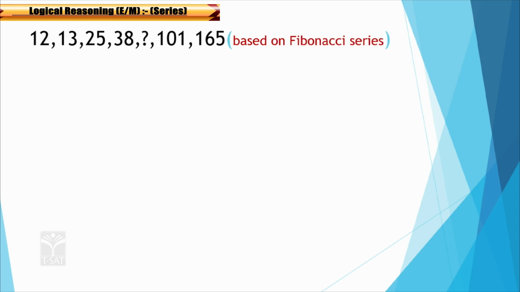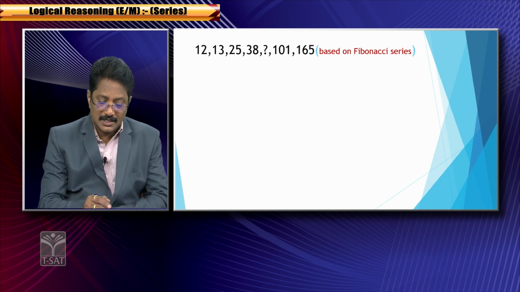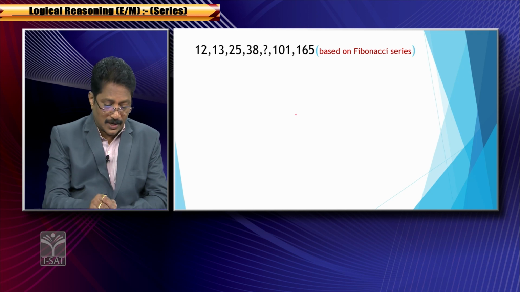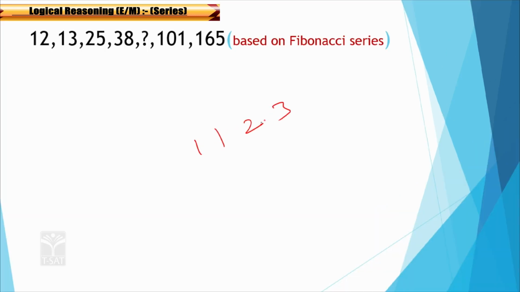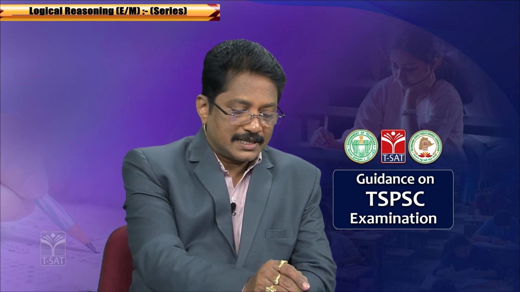Okay. Now we will see the next one. That is 12, 13, 25, 38, 101, 165. This is a Fibonacci series. Fibonacci series means, it is generated like this: 1, 1, 1 plus 1 is 2, 1 plus 2 is 3, 2 plus 3 is 5, 3 plus 5 is 8, 5 plus 8 is 13, 8 plus 13 is 21. This is called the Fibonacci series. So, each number is generated by the sum of the preceding 2 numbers. That's the method of generating a number in the Fibonacci series. Clear? Okay. Now you see it. 12 plus 13 is 25.